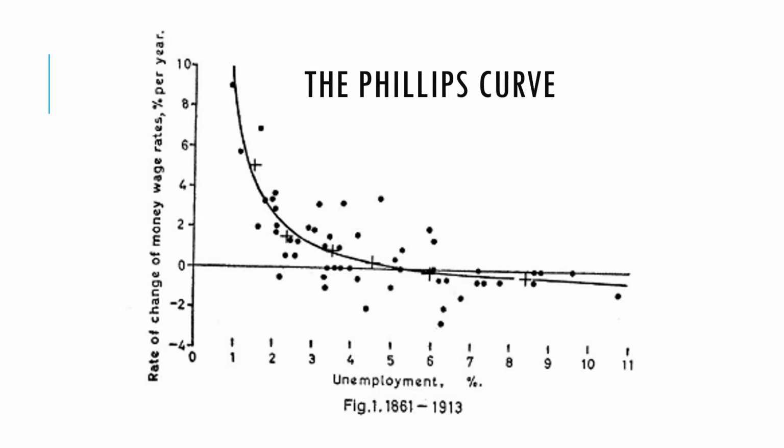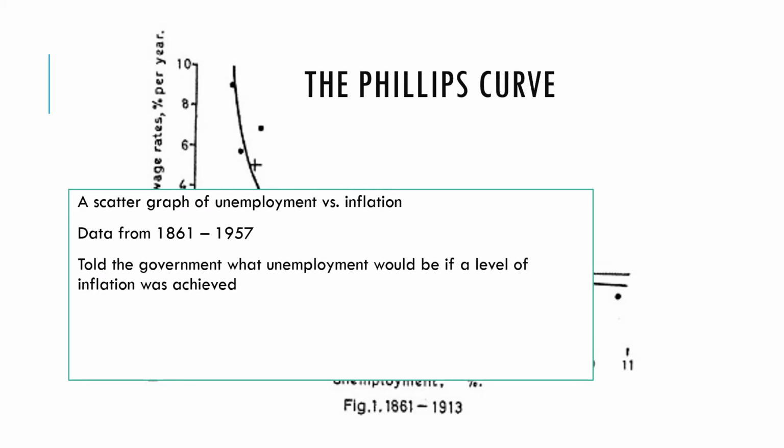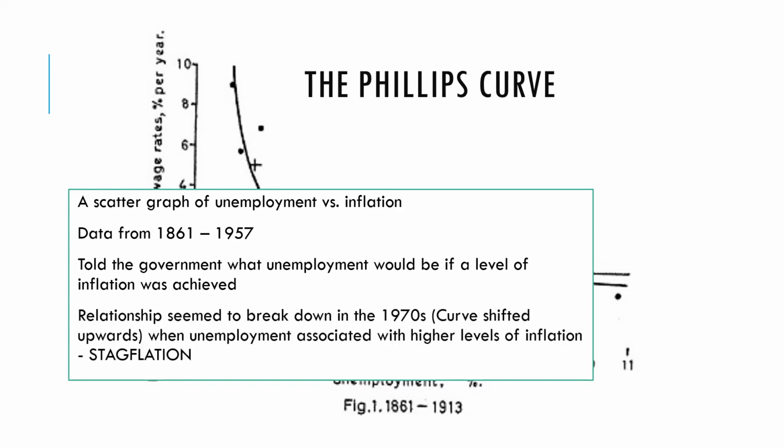And this relationship is known as the Phillips curve. And so it's based on a scatter graph of unemployment and inflation. Phillips extended his analysis and eventually completed in 1958 and took data over a long period of time. And it told the government what unemployment would be if a level of inflation was achieved.